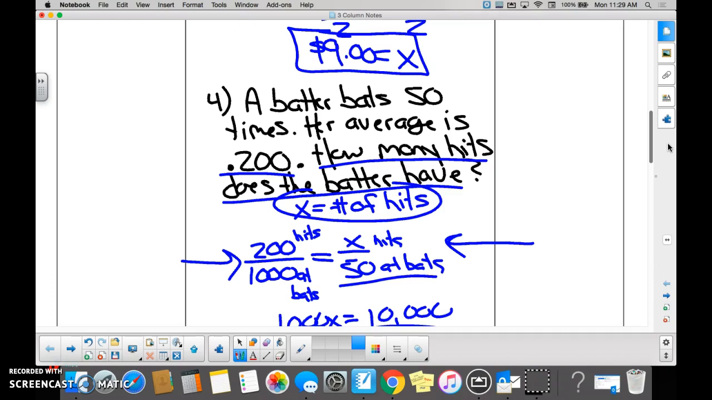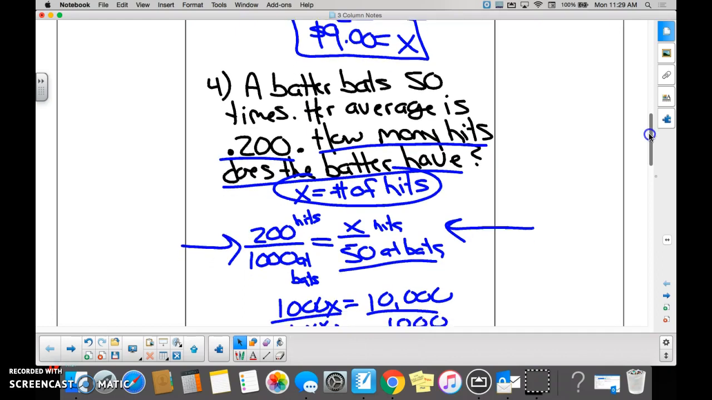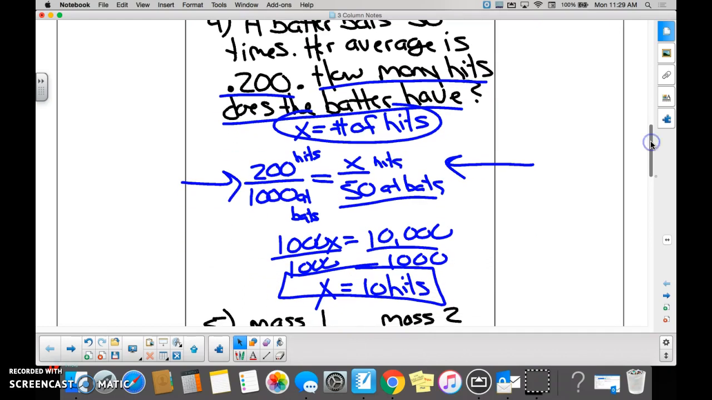They should be equal to one another, and you can solve by using cross products, which we did when we slide down. 1,000 times x gives us 1,000x. 200 times 50 gives us 10,000. And from there, it's easy, right? You solve for x by using the division property of equality, and you're good to go.